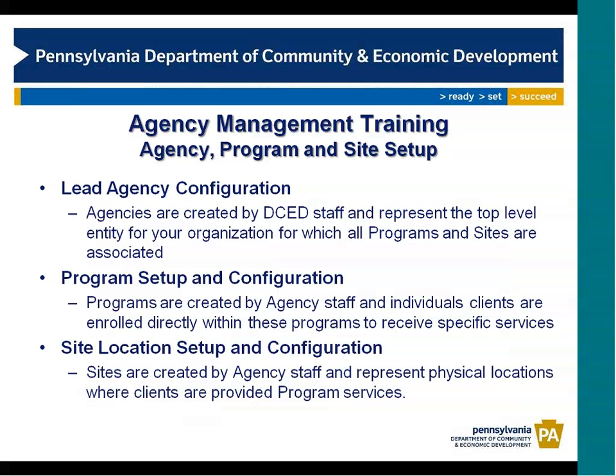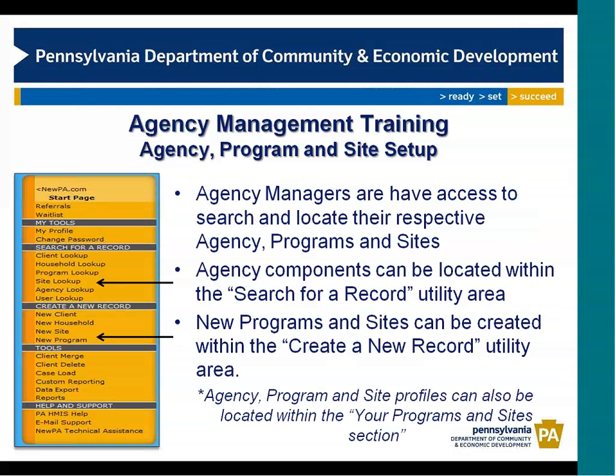Each agency consists of 3 basic components within the system, including the agency and all the associated programs and sites. Agencies are always created by DCED staff. The program and site setup can be controlled by the individual organizations in HMIS. Programs are the actual entities where the individual clients are enrolled and receive services, while sites, make sure everybody understands, are basic locations. They're no longer any kind of bucket to put clients in. It's basically a location where your program is administered. Make sure everybody understands that distinction.